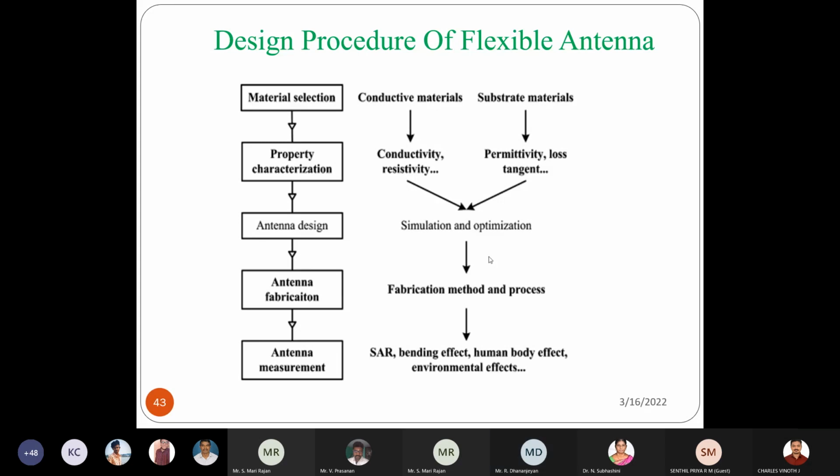Ma'am, I have another question. You have spoken about the Li-Fi system. What kind of measurements are available? For antennas we normally have an anechoic chamber, etc. For Li-Fi systems, do we have any measurement systems right now?